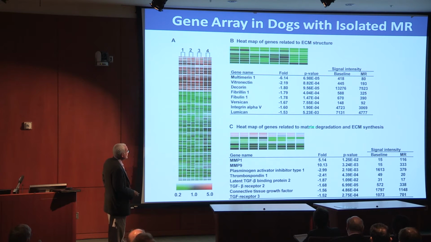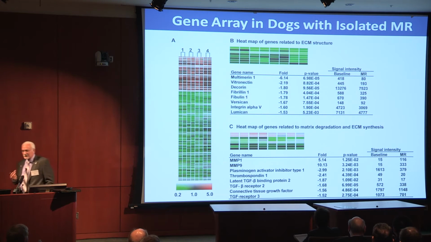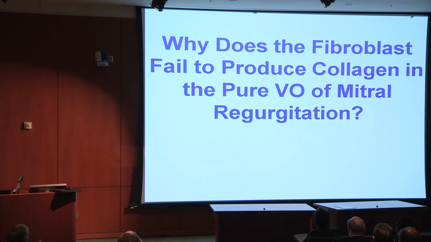And also genes related to degradation, MMP1 and 9 were up, and all the major players, the TGF-beta binding protein, and we documented this with protein analysis, all of these were downregulated. Why? Why does this happen even though, if you look at these hearts, the renin-angiotensin system is also upregulated? Why does the fibroblast fail to produce collagen in the pure volume overload of mitral regurgitation?